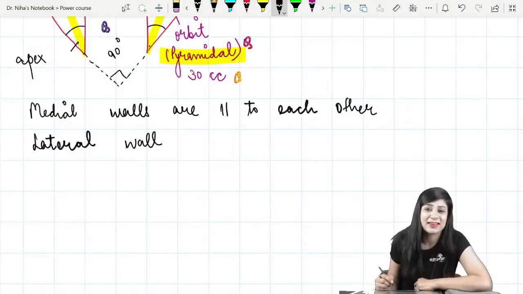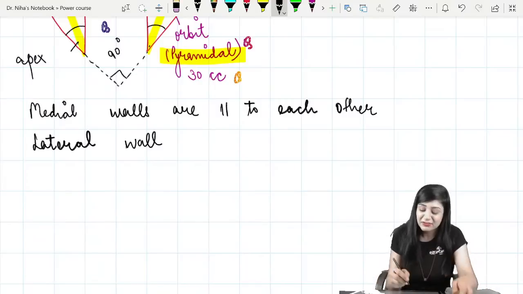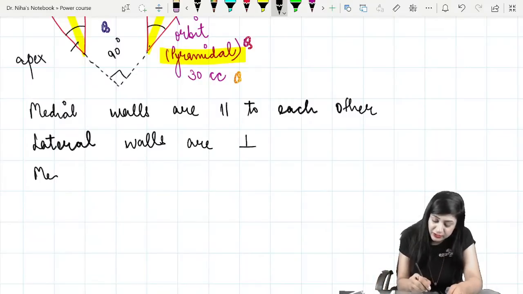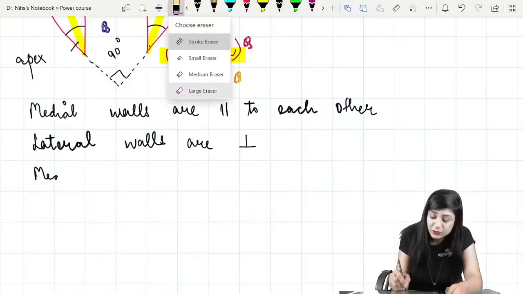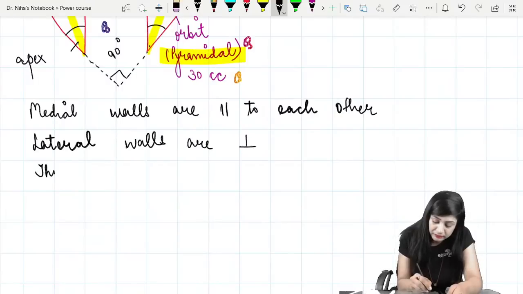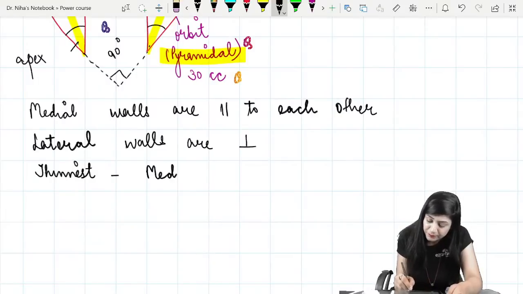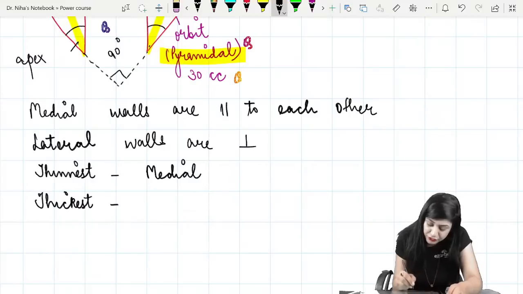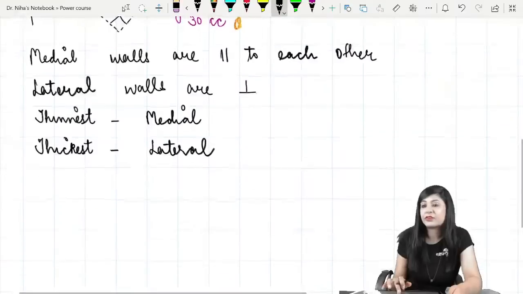No problem, Utkarsh. Okay, lateral walls are perpendicular. Then they can ask you the thinnest wall. The thinnest is the medial wall, while if they ask you the thickest, thickest is the lateral. Thinnest and the thickest, medial and the lateral.